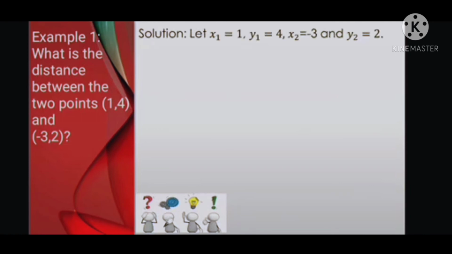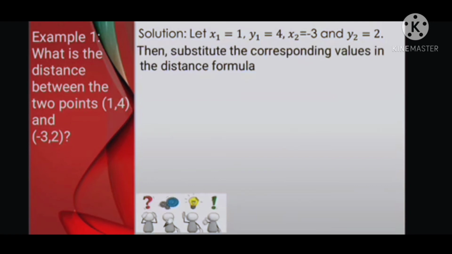Okay, for the solution, let x sub 1 is equal to 1, y sub 1 is equal to 4, x sub 2 is equal to negative 3, and y sub 2 is equal to 2. Then, substitute the corresponding values in the distance formula. The distance formula is d is equal to the square root of (x sub 2 minus x sub 1) squared plus (y sub 2 minus y sub 1) squared. So again, substitute the corresponding values in the distance formula.